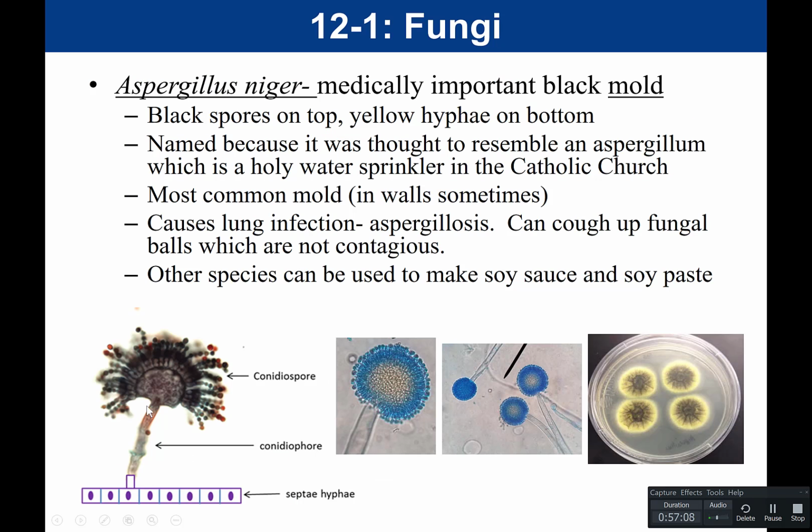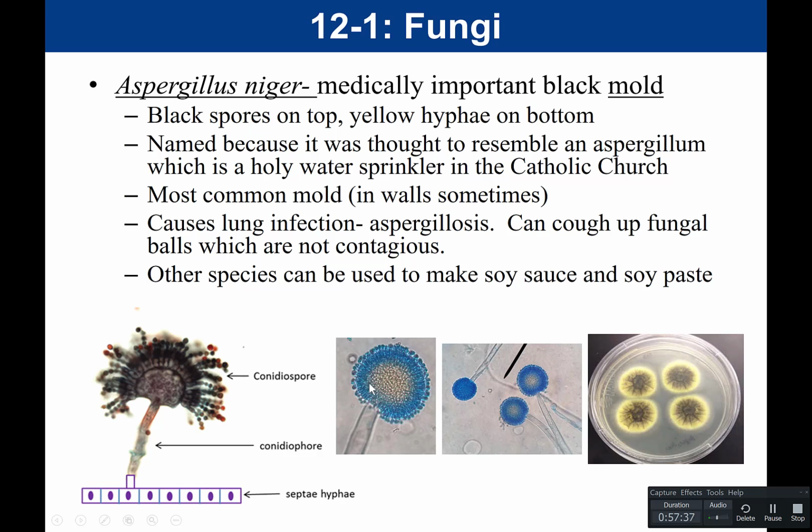You want to know Aspergillus niger. This is a medically important black mold. It causes a lung infection, which is referred to as aspergillosis. It's used to make soy sauce and soy paste. It has septate hyphae. It has a conidiophore and conidiospores, just like Penicillium. So these are naked spores. Ours look more like this.